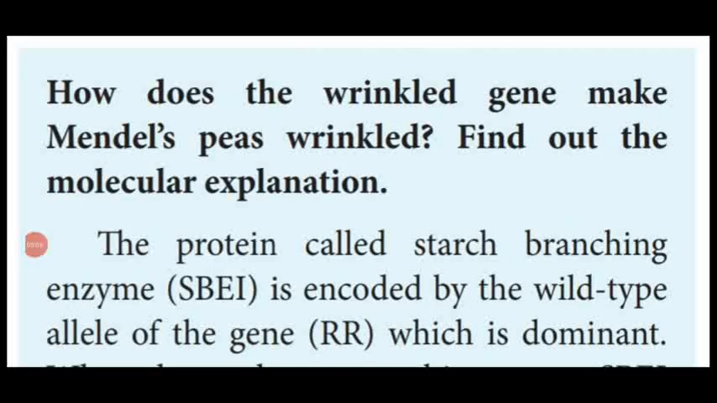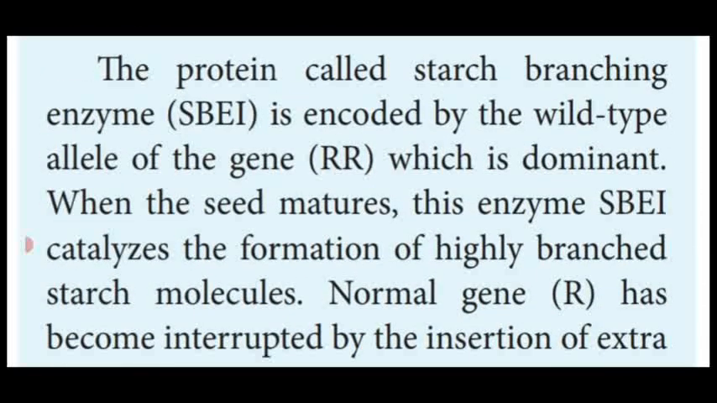Dear students, this is the molecular explanation of the pea plant, how it shows the wrinkled seeds or cotyledon. Dear students, a protein called starch branching enzyme, SBEI, is encoded by the wild type allele of the gene, which is dominant, capital R, capital R.